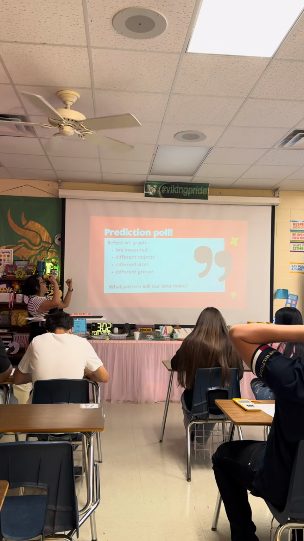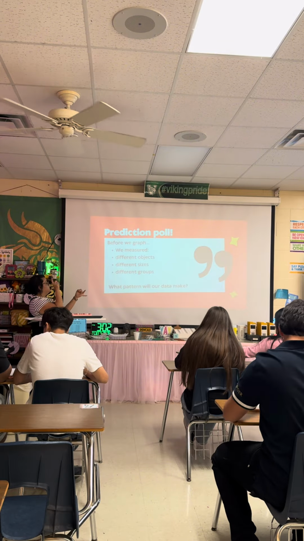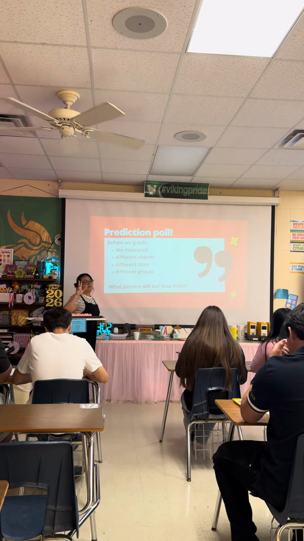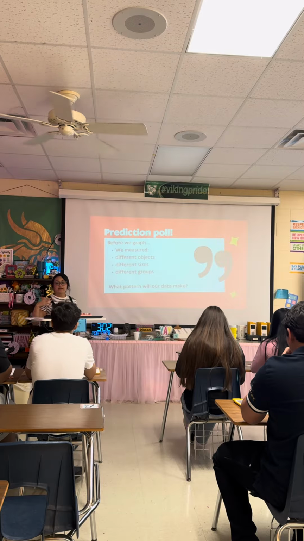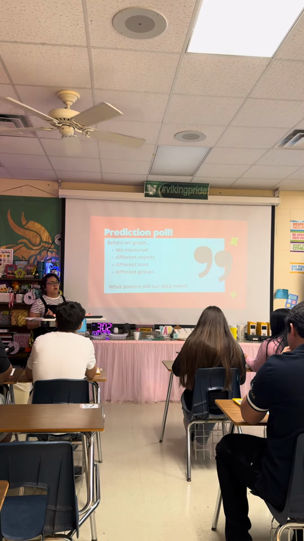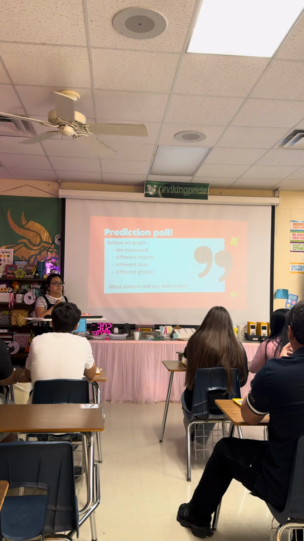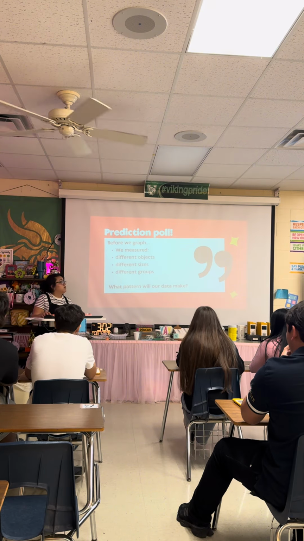So far, we have measured different objects, different sizes, different groups. So I know you have a table. Let's say we're able to graph it. What kind of picture would I get if I was to graph those numbers? A circle. Are you sure? No. I don't know. Weird shape.